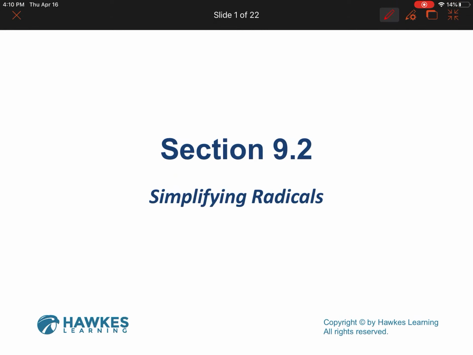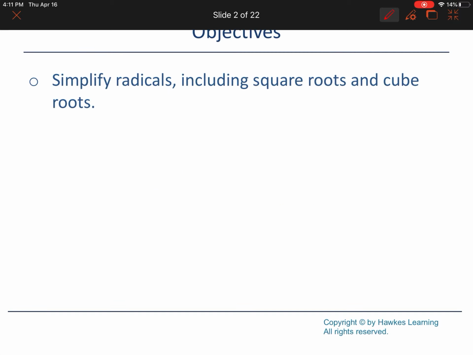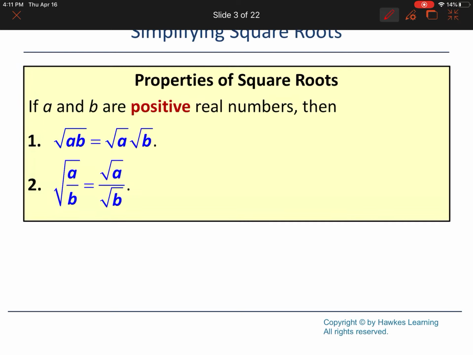Okay, this is the video for section 9.2, simplifying radicals. So, in the last section we talked about what radicals were and how you can find a radical when it's a perfect square. So now we're going to look at radicals with all kinds of different numbers under them and how we would write them in their simplest forms. And so we're going to do square roots and cube roots, but a lot of the things that we talk about would go for higher roots, like fourth roots and fifth roots as well.